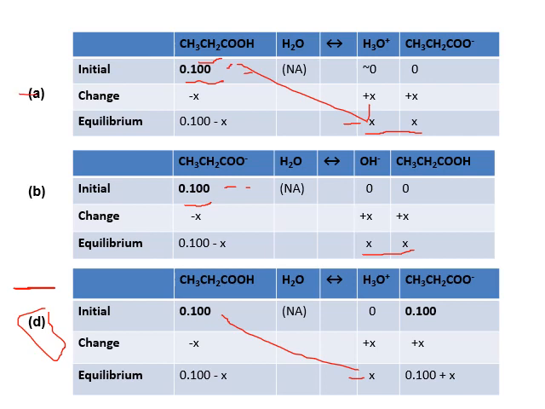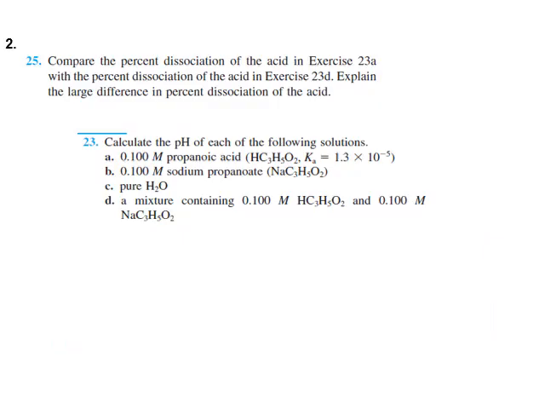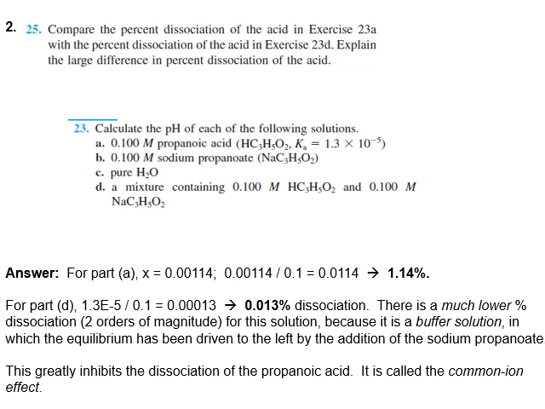All right, so let's go ahead and take a look at it. The next two problems are going to deal with that. So compare the percent dissociation of D and A. Well, A was fairly large, and D was very small. Let's click to the next slide here. So for A, it was 0.00114, which is what we got for x, divided by the original concentration, which is 0.1, and we get 1.14%.